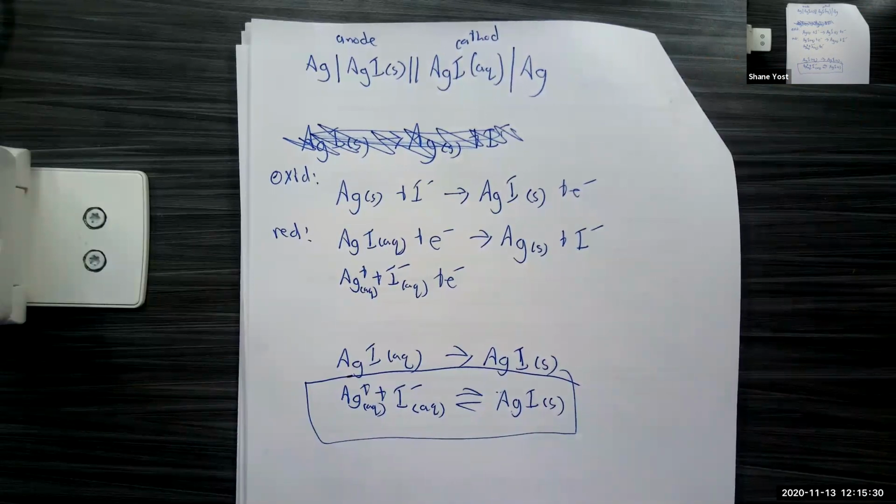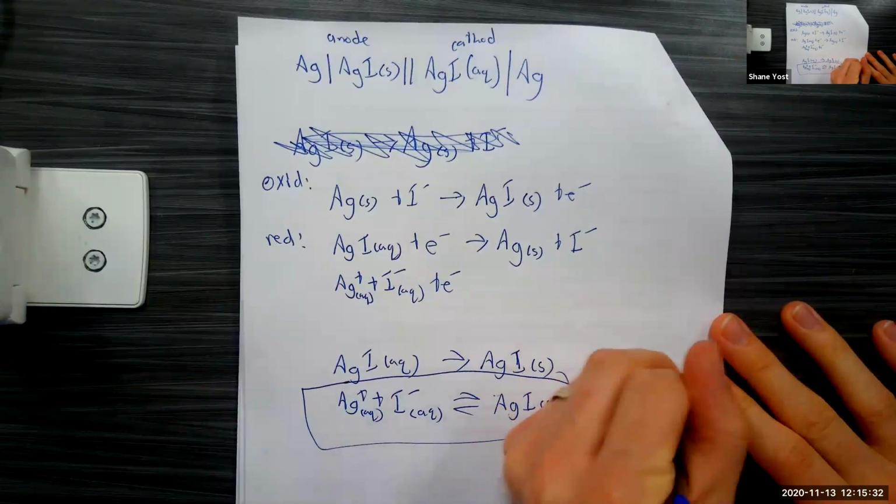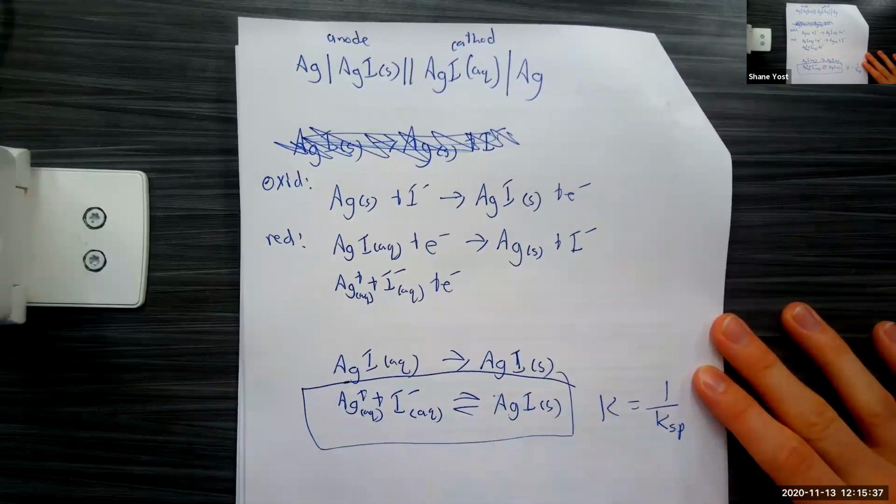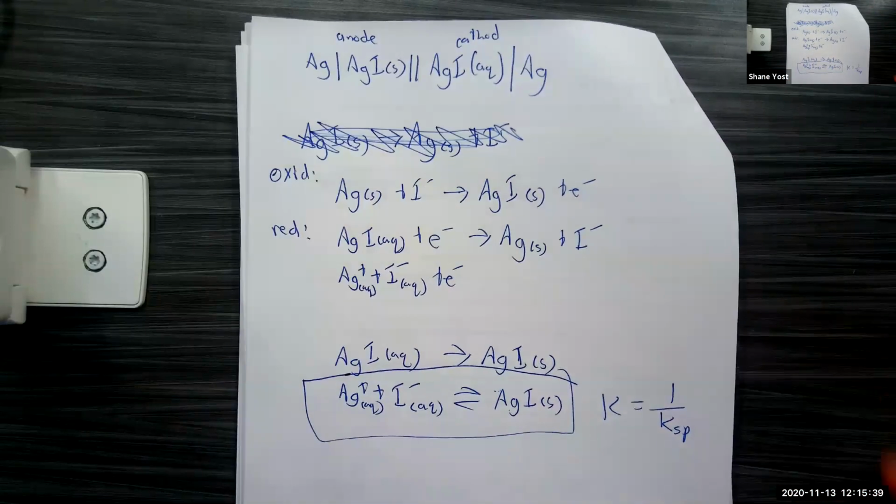The K for this reaction is just 1 over KSP for AgI solid, because this is just the flip of the KSP equilibrium reaction, the solubility product equilibrium reaction for the salt.